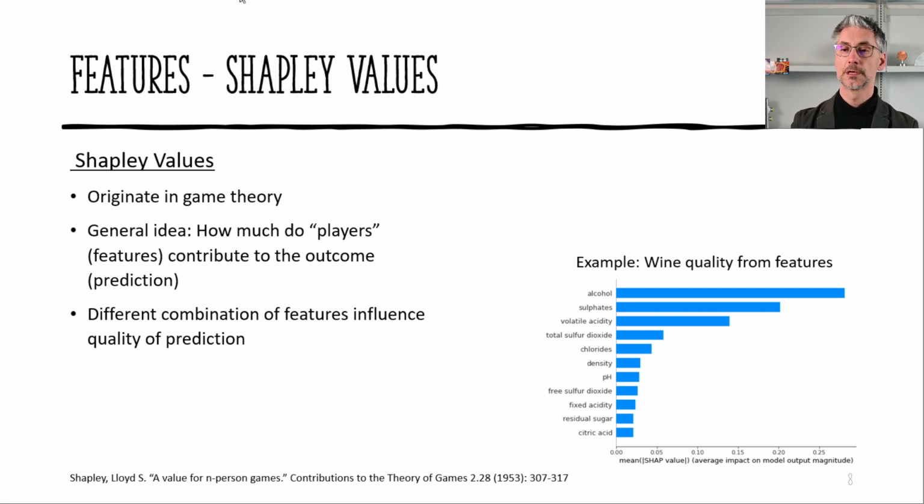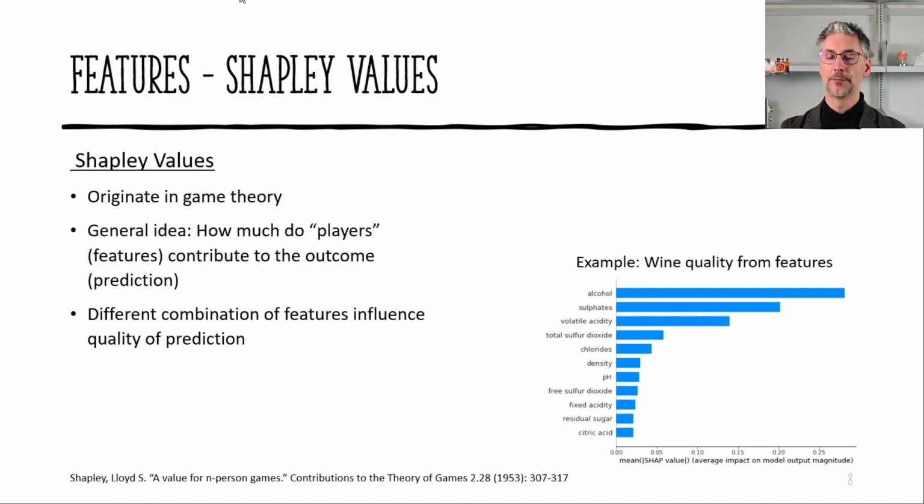You can also use Shapley values. They originally come from game theory, and the general idea is the following. We can compare it, for example, to a football or soccer game, and each feature is now a player in this team. And the idea is to quantify how much each of these players, in our case the features, contribute to the outcome, the prediction.